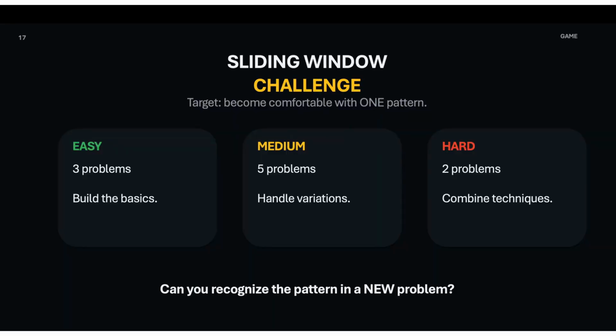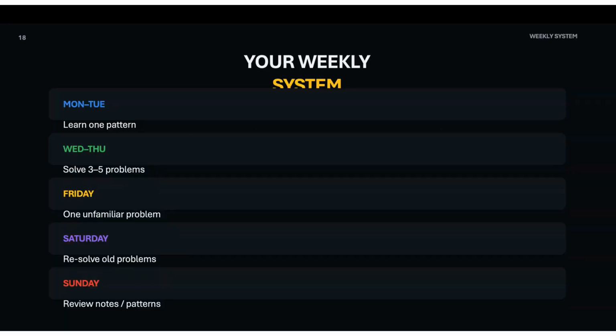So let's make this practical. Suppose you are learning sliding window. You could start with 3 easy problems. The goal should be to build the basics, then solve around 5 medium problems. Now you are dealing with the variations, different constraints, different conditions. The important thing is progression. By the end, ask yourself, if I see a completely new problem, can I recognize that a sliding window might be useful? If yes, then you are actually making real progress.